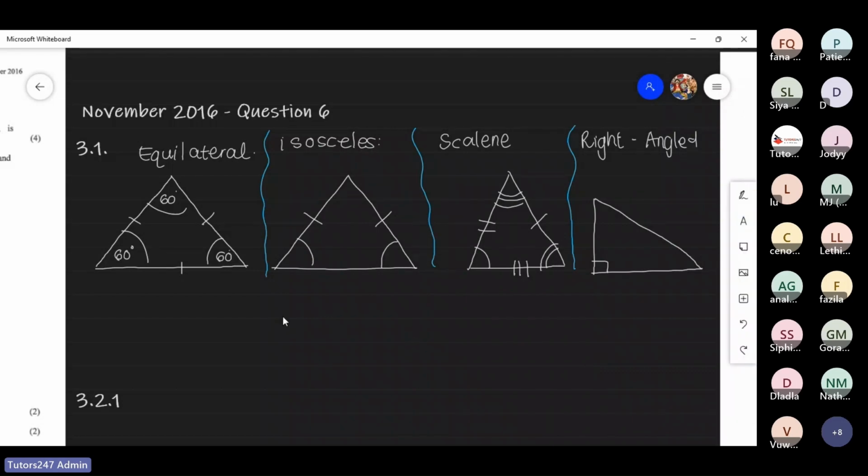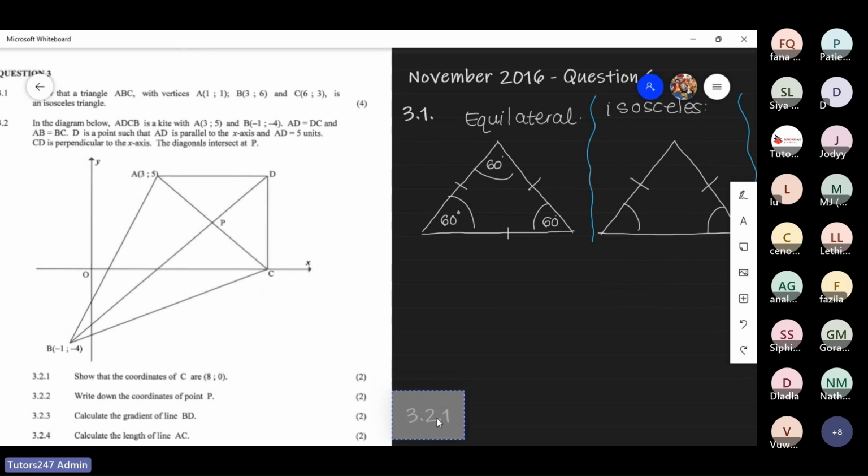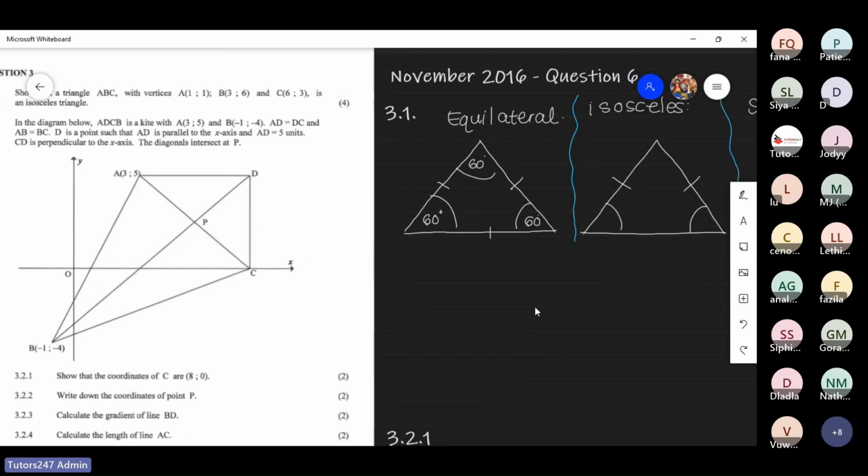Now, if we go back to our question, it states, show that a triangle ABC with vertices A, B, and C is an isosceles triangle. If this is an isosceles triangle, we need to prove that 2 sides are equal, or we can prove that 2 angles are equal, depending on the information that we are given. So because we are given coordinates, we are not going to use the angle approach. We are going to use the side approach. So we need to prove that 2 sides are equal.